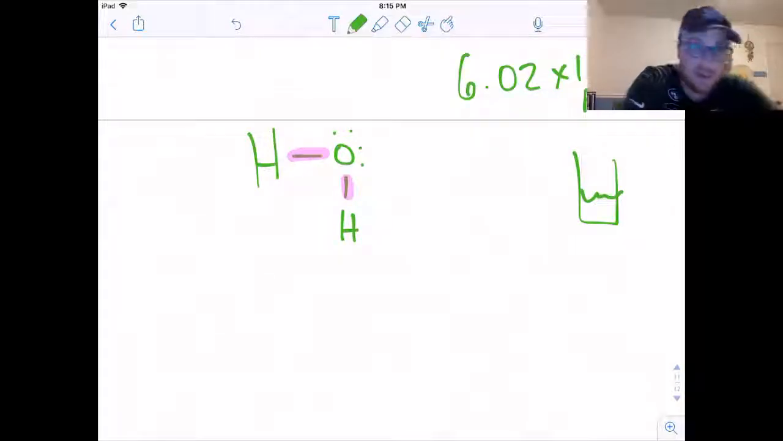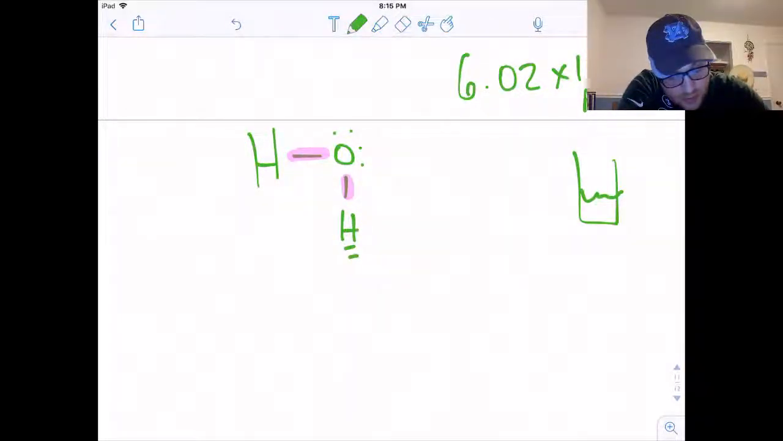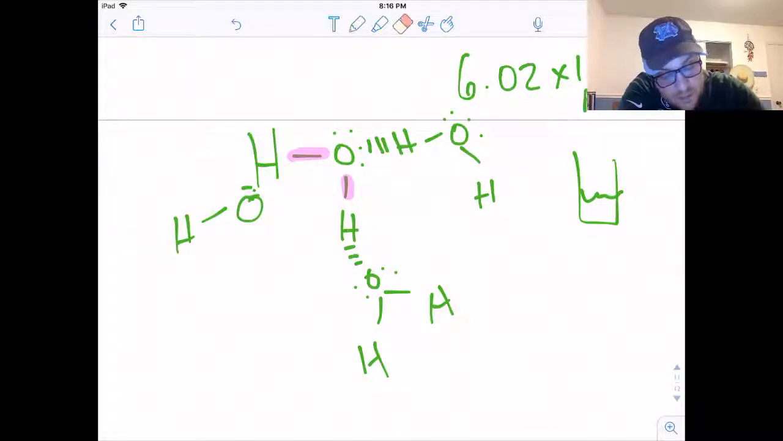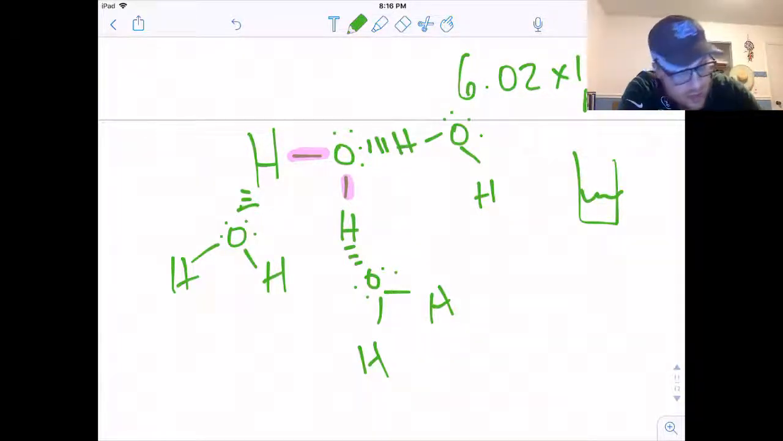So this hydrogen is going to be attracted, not bonded to, but attracted to another oxygen from another water. And that oxygen is going to be attracted to another hydrogen from another water. And this one over here is going to be attracted to some oxygen from another water. And then these guys will attract other oxygens, and so on and so forth. So these attractive forces right here are between molecules, not within.